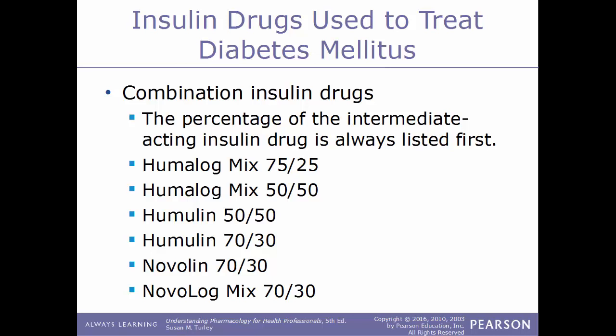Now, for example, in the drug Humalog Mix 75/25, of that dosage, 75% of that would be the intermediate-acting drug of that combination. You also have other examples listed here: Humalog Mix 50/50, Humulin 50/50, Humulin 70/30, Novolin 70/30, and Novolog Mix 70/30.